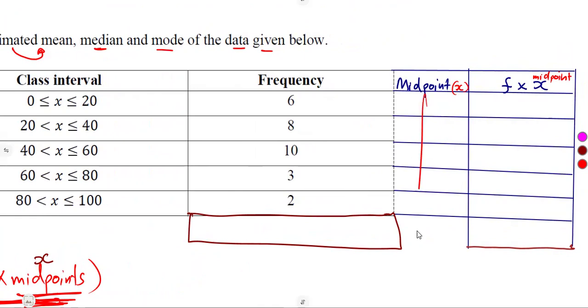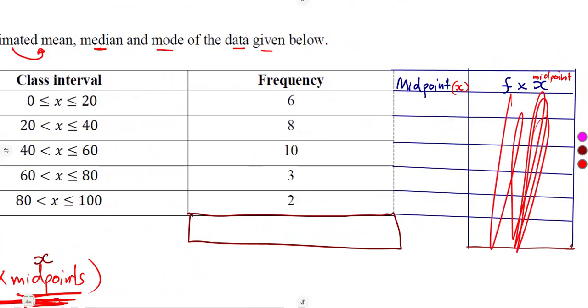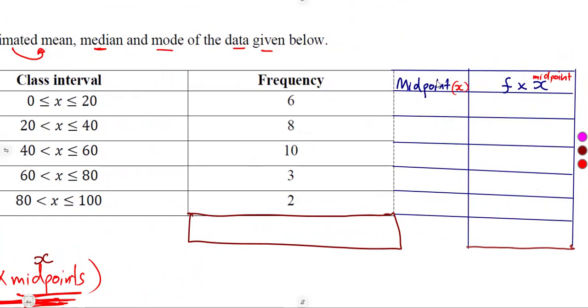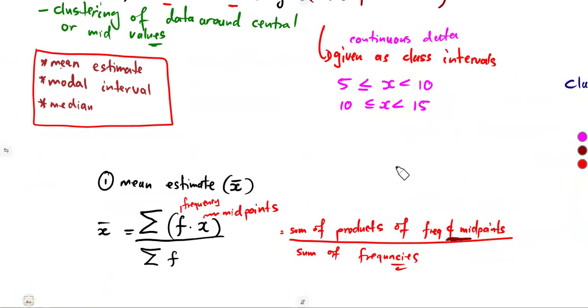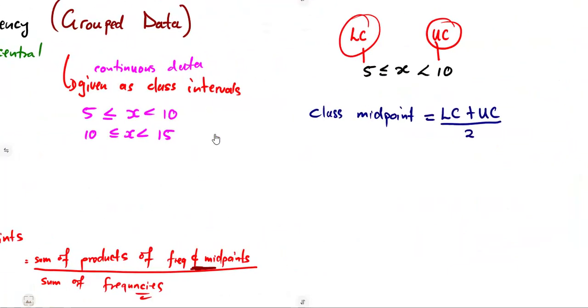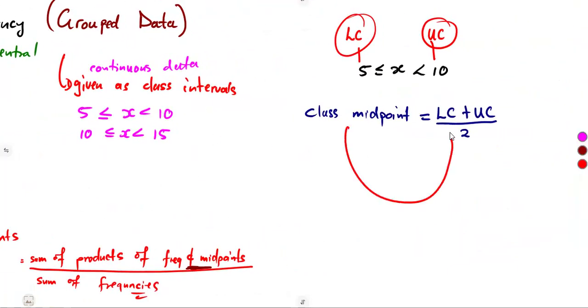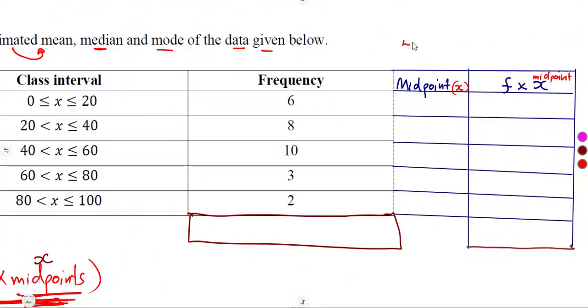So we must find the midpoints first in order for us to have this last part. Because there is a formula for the midpoint. Remember I said these can be calculated. If we are given a class interval, the class midpoint can be determined as lower class boundary plus upper class boundary over 2. So we can calculate each of these midpoints.